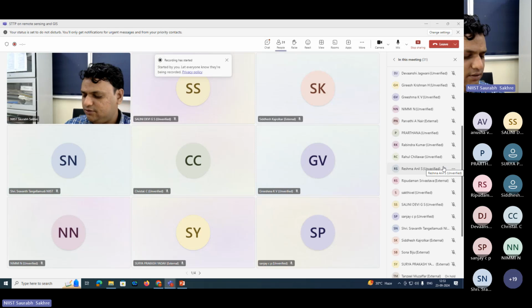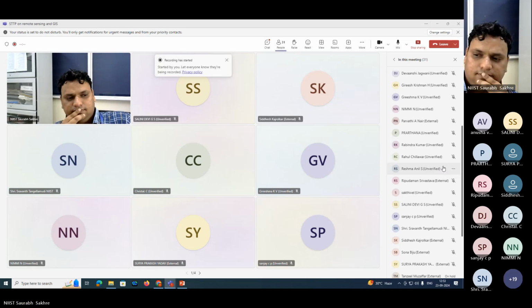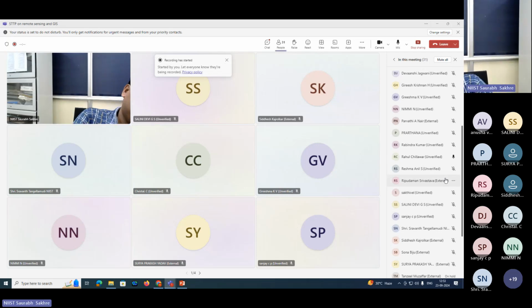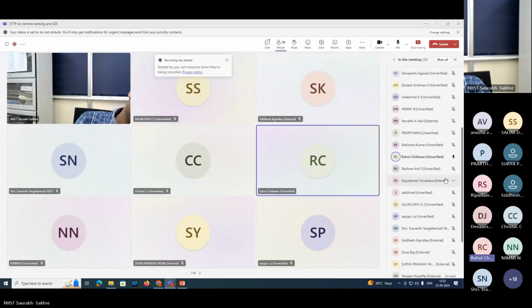Rahul Chilavar, are you there? Are you able to hear me? Yes, sir. Okay, Rahul, I want you to list out 3 types of impact from the list I have shown in my previous slide. Can you list 3 types of impact? Beneficial or detrimental, naturally reversible or irreversible, short term and long term. Okay, good.